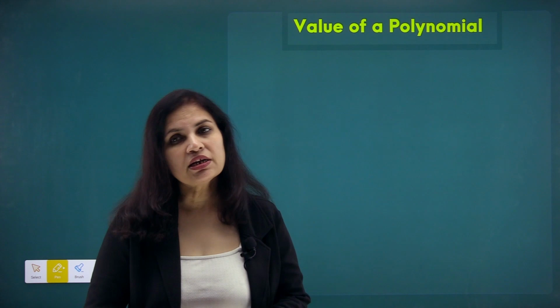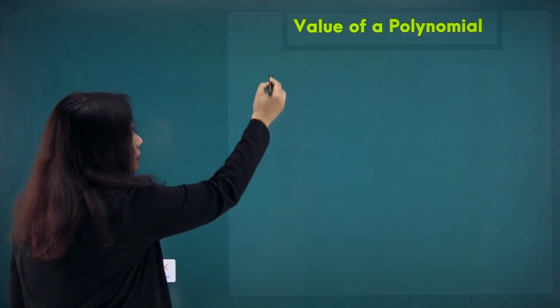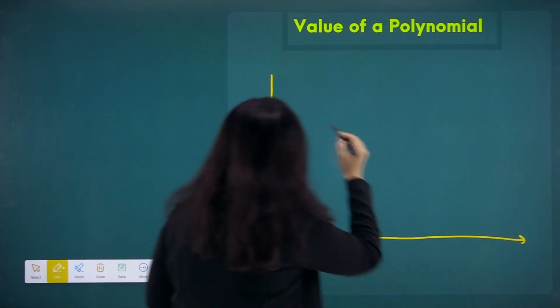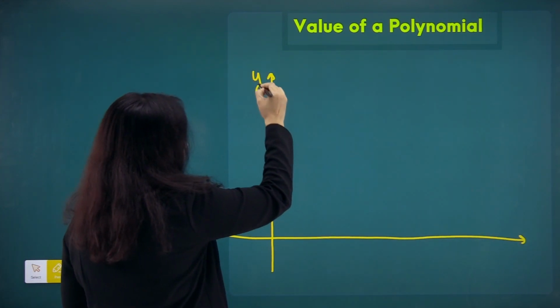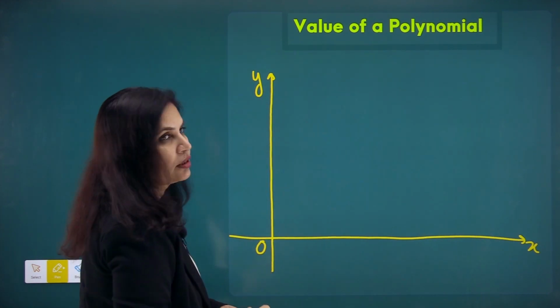Value of a polynomial. What do we mean by value of a polynomial? For understanding the value of a polynomial, let me show you an example. Whenever I plot a polynomial on a Cartesian plane, I will get a curve or a straight line.